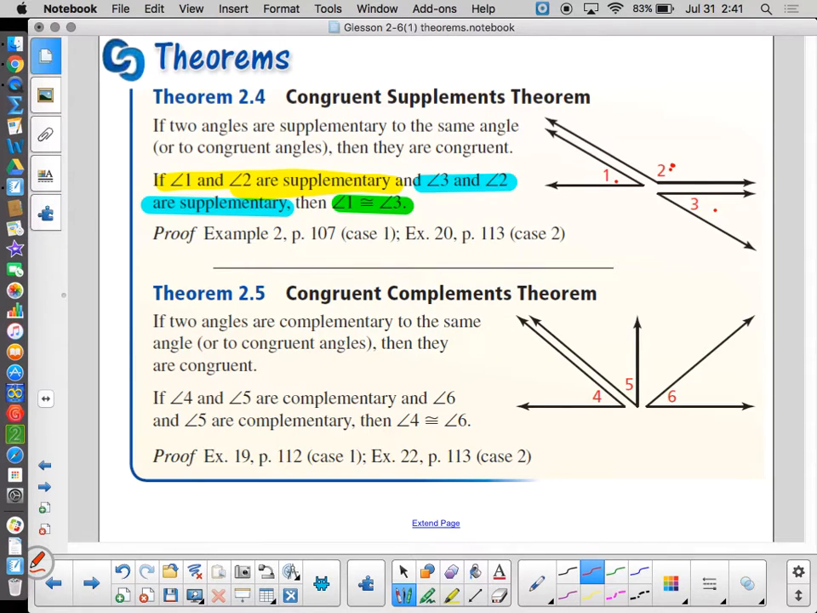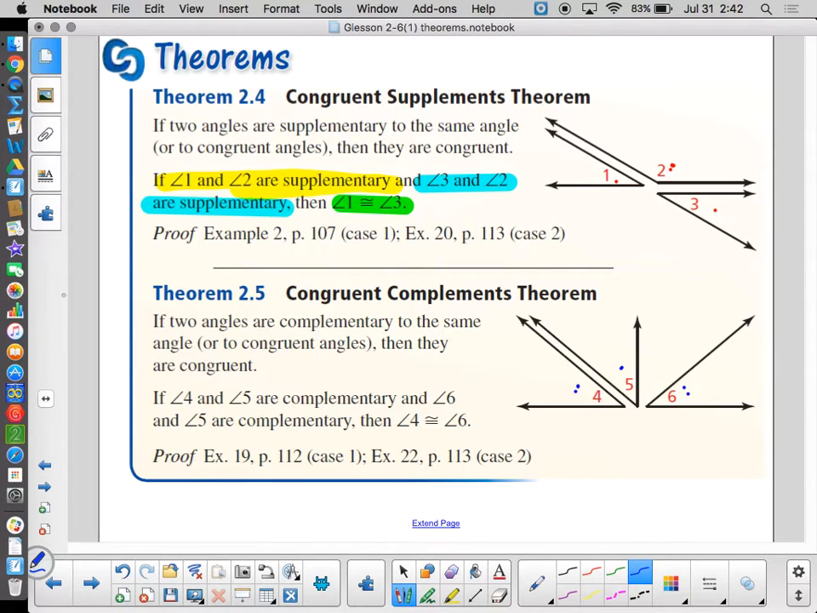Same with complementary. Same thing happens here. Angle 4 and angle 5 are complementary. Angle 5 and angle 6 are complementary. Now, a little less obvious here, but angle 4 must be congruent to angle 6. Just from the picture, it's a little less obvious.